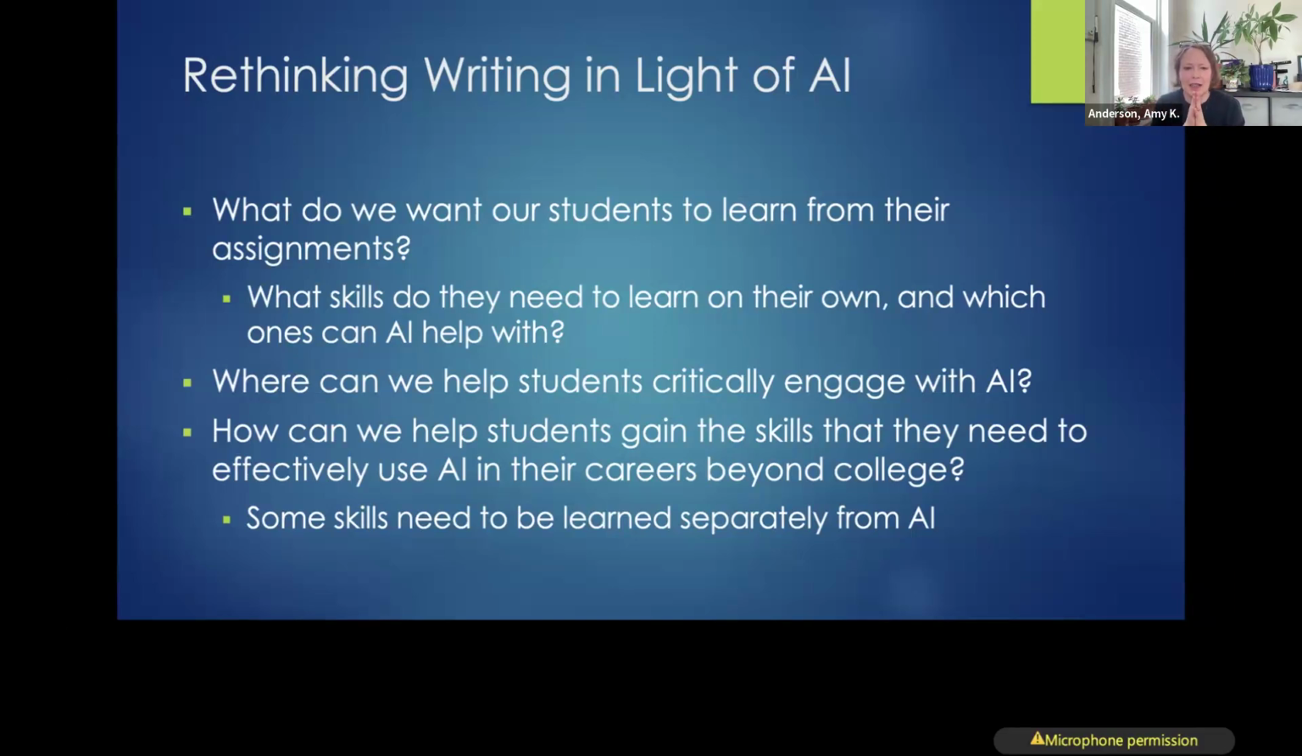And then the other thing I've been thinking about is how can we help students gain the skills they need to effectively use AI in their careers beyond college? I think there are some skills, like being able to critically analyze a text, being able to think about logical organization. Those are skills that they need to learn separately, and then they can go in and use an AI more productively. So yeah, those are the thoughts that I would like to leave everyone with, and I hope this was helpful.